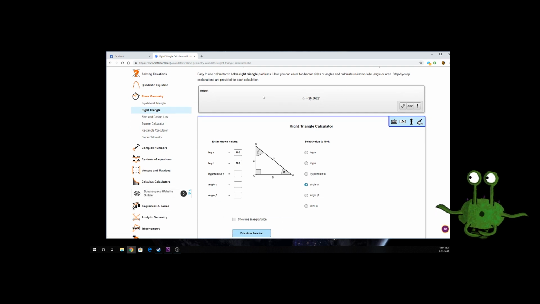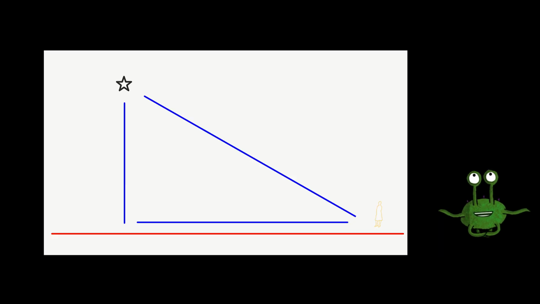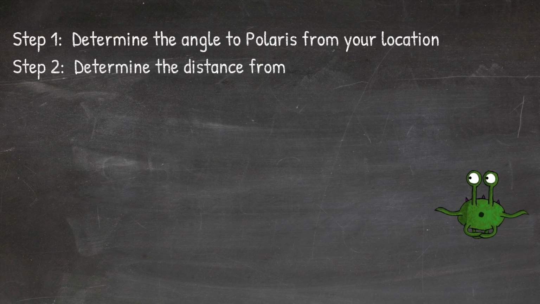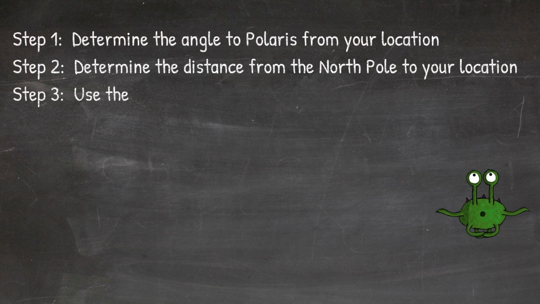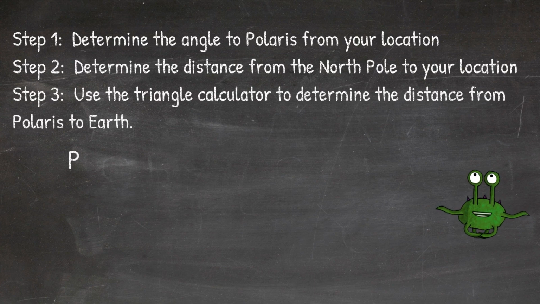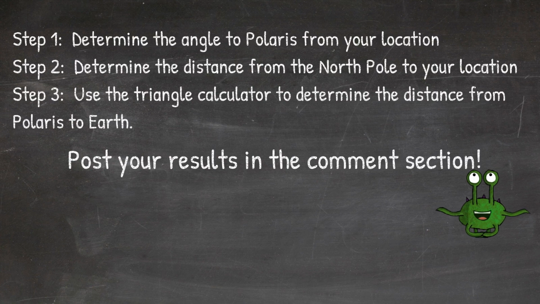We can do similar things with Polaris on a flat Earth model, since we can determine the distance from the North Pole to other locations on Earth, and can measure the angle to Polaris from our viewing perspective. To make this simple, your part of the challenge is to follow these steps for your location. Number 1. Determine the angle to Polaris from your location as described previously. Number 2. Determine the distance from the North Pole to your location using whatever accurate method you choose. Number 3. Put these values into a triangle calculator and report the results in the comment section of this video.